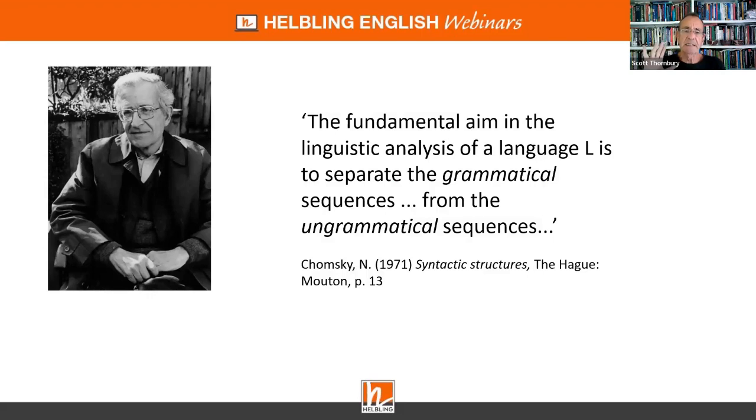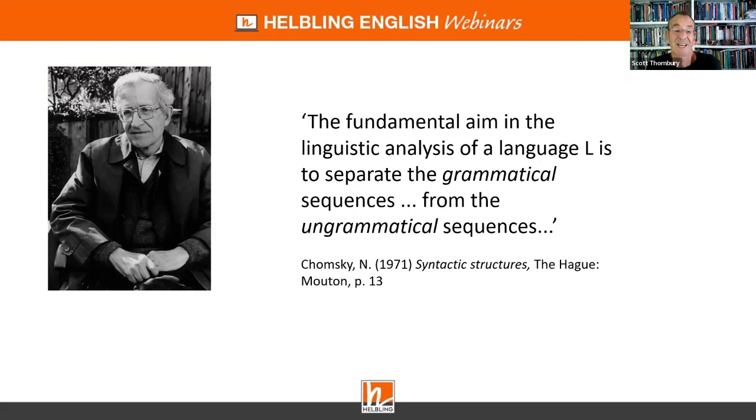And this is interesting. He says, the fundamental aim in the linguistic analysis of a language L, let's say any language, just call it L, is to separate the grammatical sequences from the ungrammatical sequences. What is grammatical in this language? What is not grammatical? That's the fundamental aim.